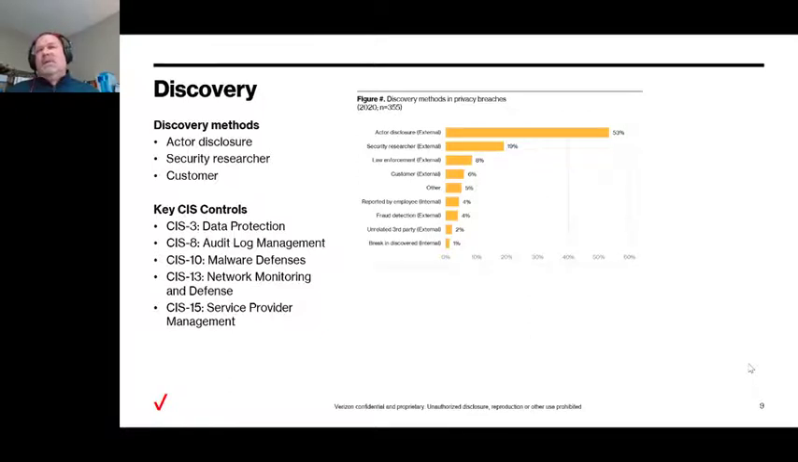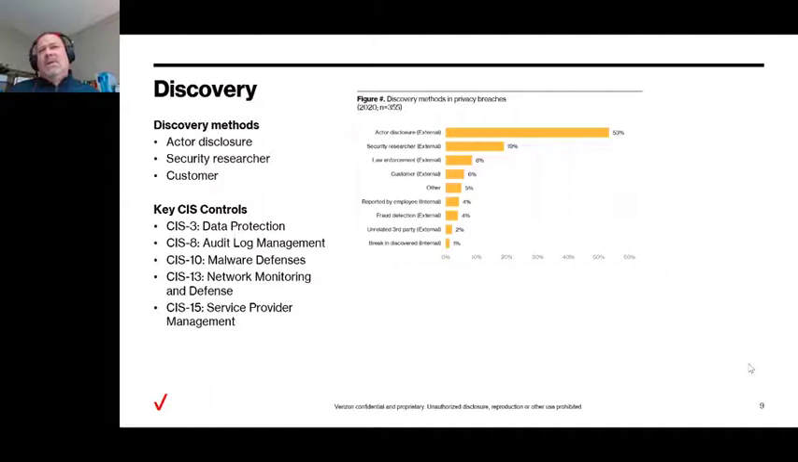Next on the list is law enforcement at 8%, also an external discovery method. Law enforcement may have a case looking at fraud involving privacy data, and it turns out that a particular organization is part of that case. They've been compromised and law enforcement is notifying them. Customers are at 6%. Maybe they're seeing identity theft in terms of their privacy data, or maybe they're seeing on their credit card statements that there's been a compromise.